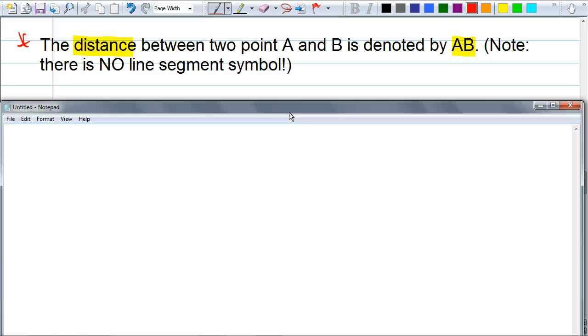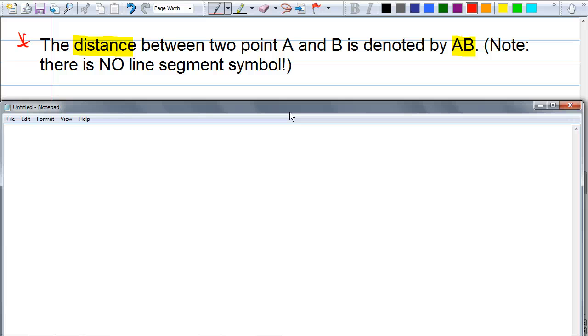Why is there no line segment? When we put the line segment, we're talking about an actual segment, not the distance of the segment. Do you see the difference? If I write AB with the segment part on top, I'm not necessarily talking about the distance of the segment. I'm just talking about that segment itself. But if I say AB only, that means I'm talking about the distance between those two points. Do you see the difference? Okay. We'll talk about that a little bit more.